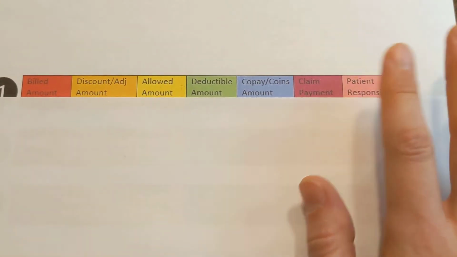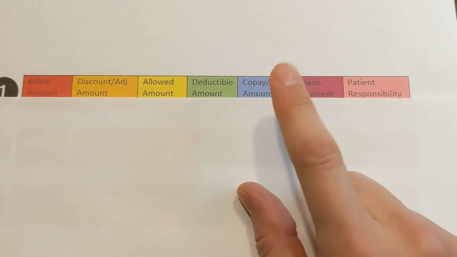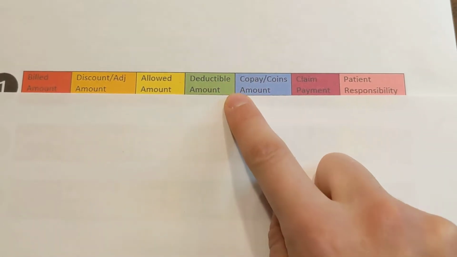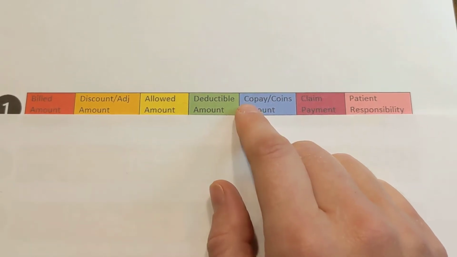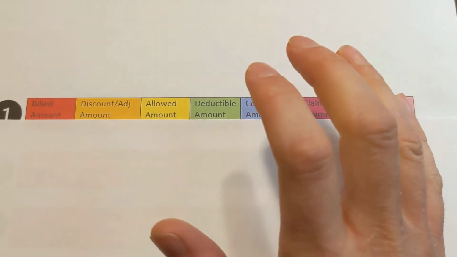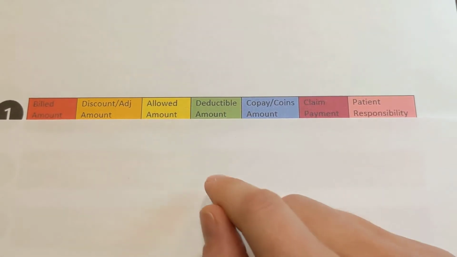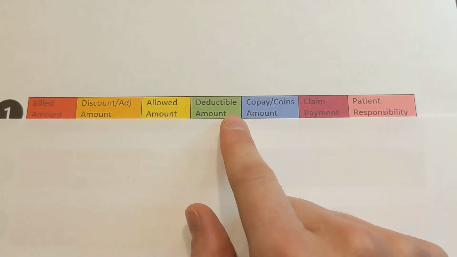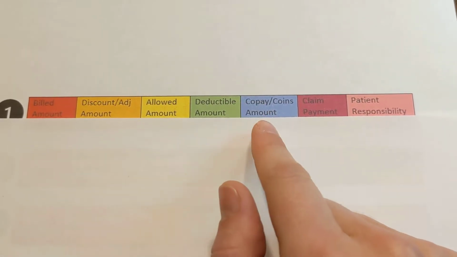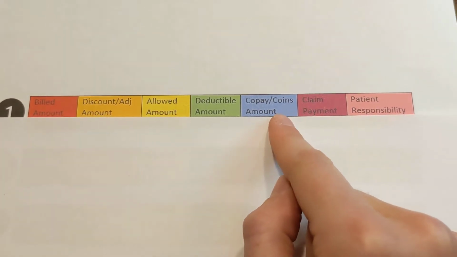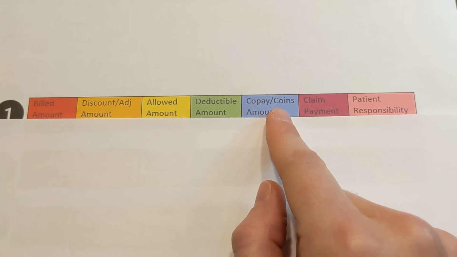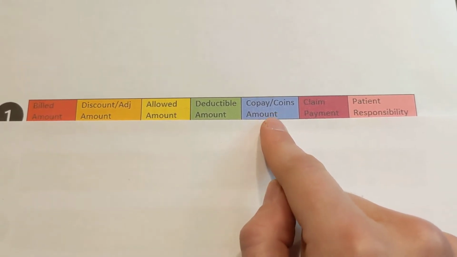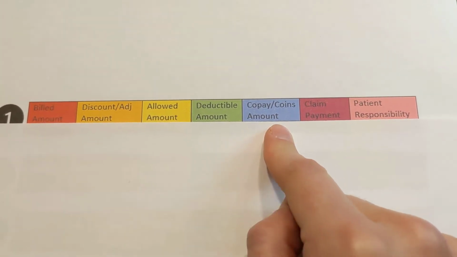The deductible amount here in green and the blue copay coinsurance amount are sometimes one column. Deductible amount means that's the amount that's going towards your deductible. Whether it's a $500 deductible or a $6,000 deductible, doesn't matter. That's still going towards your deductible until your deductible is met. The copay coinsurance amount is if you have a copay, or if you've already met your deductible and now you have a percentage of the service that you owe.